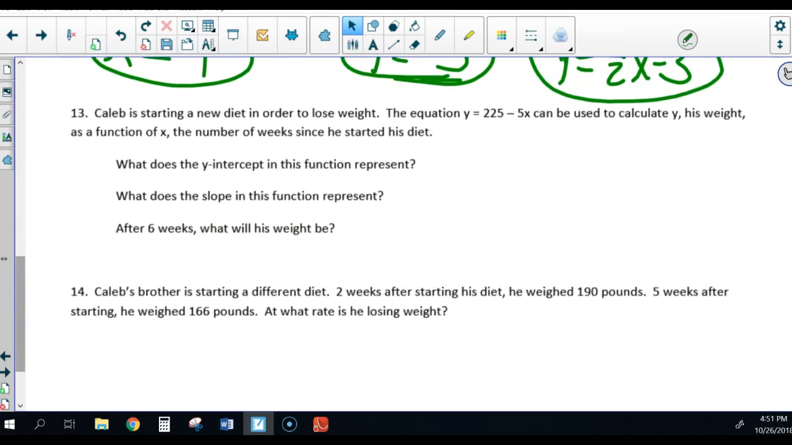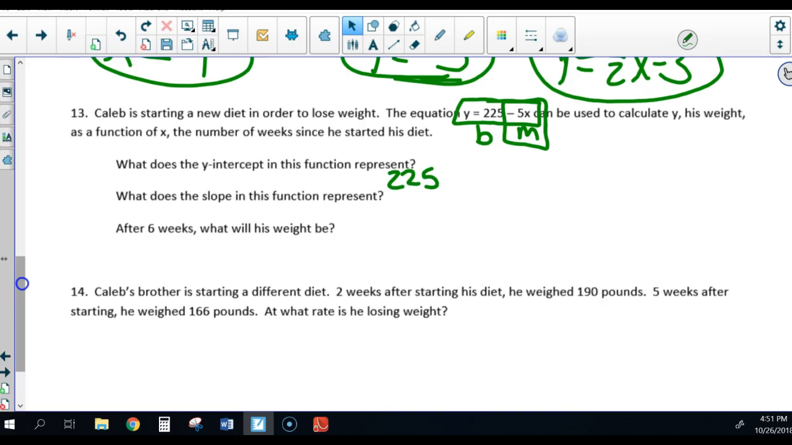13. Caleb is starting a new diet in order to lose weight. The equation y equals 225 minus 5x can be used to calculate y, his weight, as a function of x, the number of weeks since he started his diet. What does the y-intercept in this function represent? Well, I know my y-intercept comes from my equation, which is in y equals mx plus b form. This is the m, and this is the b. It's backwards, out of order. I know that because the m is paired up with the x. That's -5. The b is without the x.